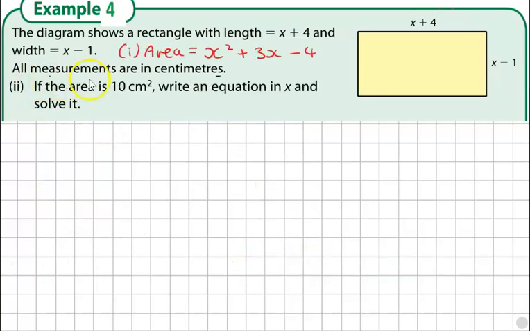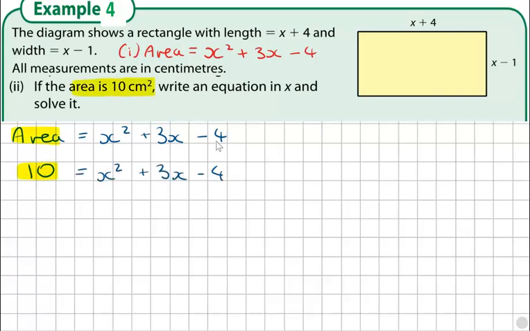Part 2. If the area is 10 centimetres squared, write an equation in x and solve it. So that means in terms of x, so have x in your equation. So we're going to use what we worked out in part 1. In part 1, we worked out that the area is equal to x squared plus 3x minus 4. So we write down area equals x squared plus 3x minus 4, our answer to part 1. We're going to replace the word area with the number 10 because we were told in part 2 that the area is 10 centimetres squared.